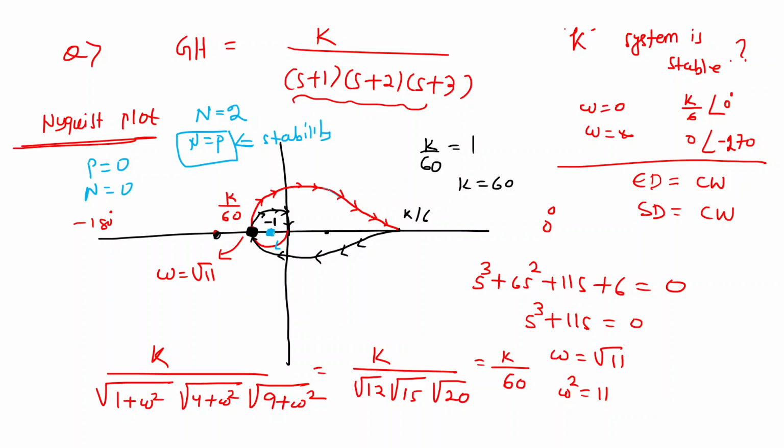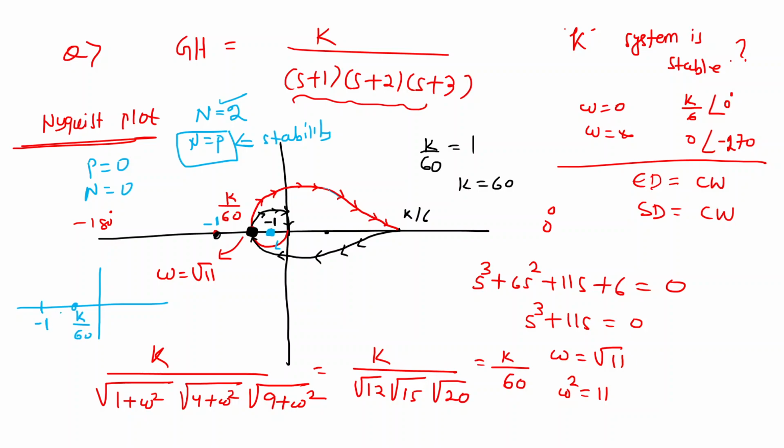If minus 1 is inside, the number of encirclements is n equal to 2, right? Outside, then definitely you can conclude that the minus 1 point is outside for system stability. It means now you see in a line, if this point is K by 60, then your minus 1 point is outside of that line.